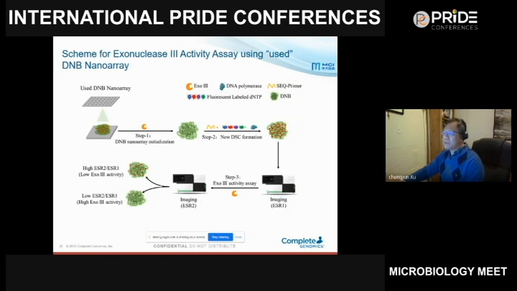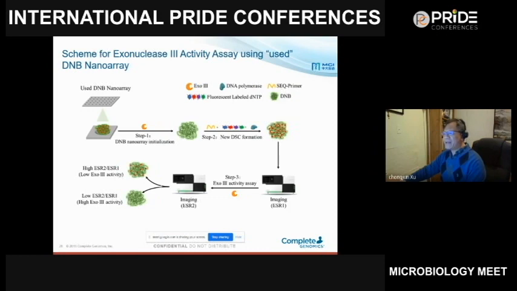So basically, we are using these steps. First, we do the initialization. We add a large amount of exonuclease 3 to remove all the synthetic strands already in the used array. It becomes a fresh DNB, just like a fresh array. Then we hybridize our primer and run one cycle of sequencing, and we do the imaging. We get ESR1. Since this is from freshly regenerated DNB, this ESR number should be very high.